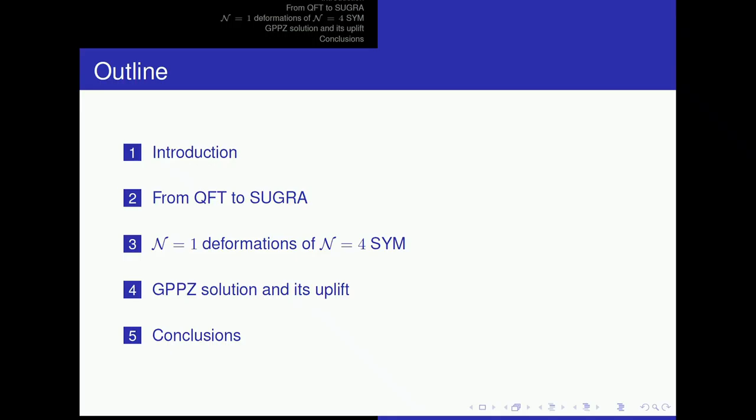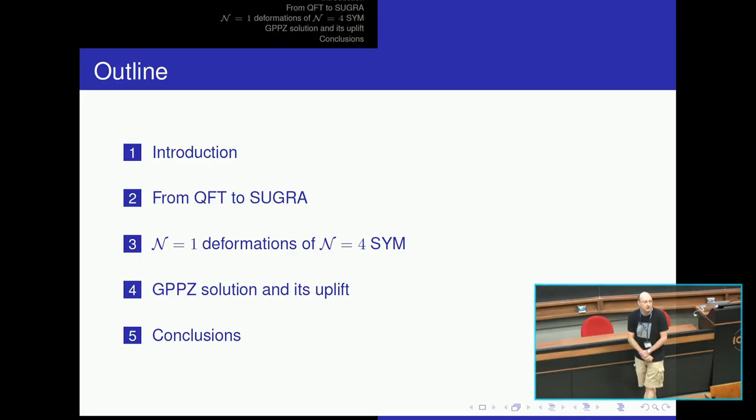After that, we'll pause and then start discussing the classification of N=1 deformations of N=4 Super Yang-Mills. Finally, we'll go to the simplest case, which is the N=1* theory, the GPPZ solution, and its uplift. I'm going to give a summary of the properties and a few words about the outlook. And then we'll conclude.